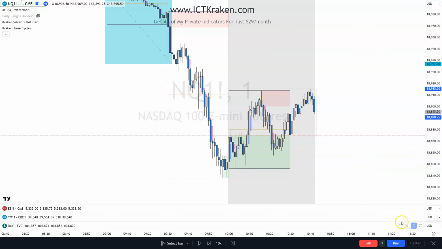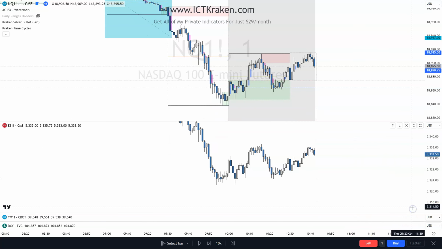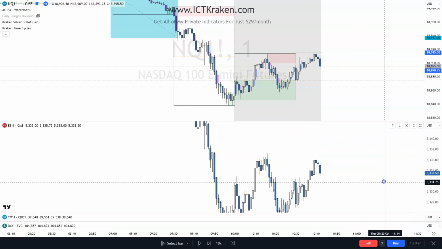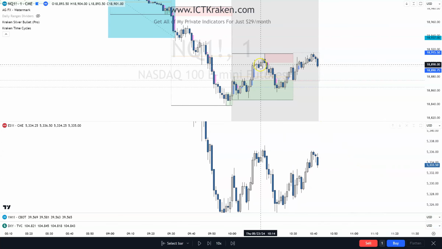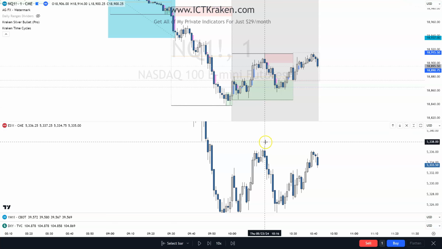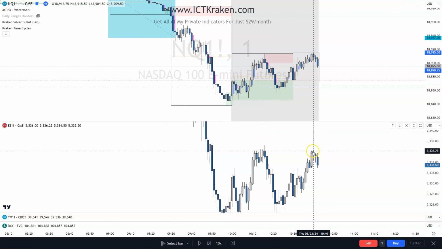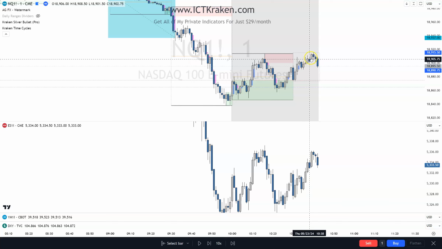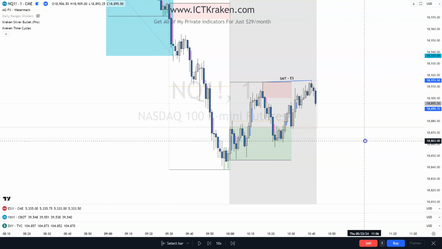So let's see if SMT with ES. I always check ES first, if you haven't figured that out. So 10:16 candle right here. That's obviously higher than this point here, and this point's higher than this, right? So we have SMT with ES again. All right, so what am I looking for?